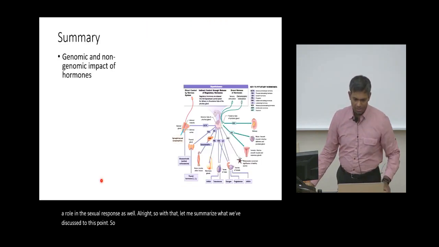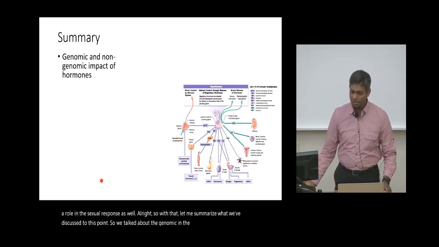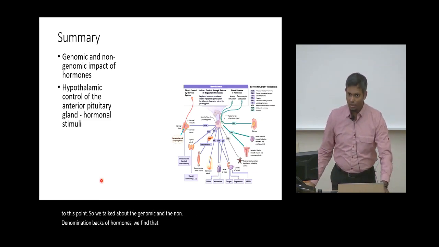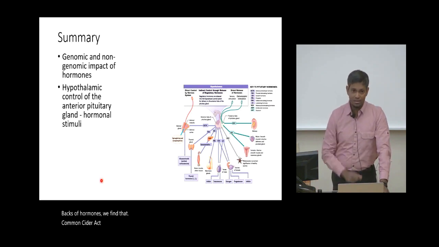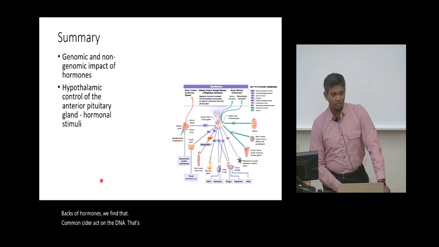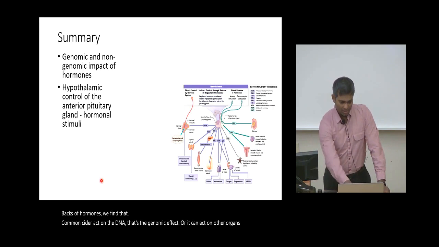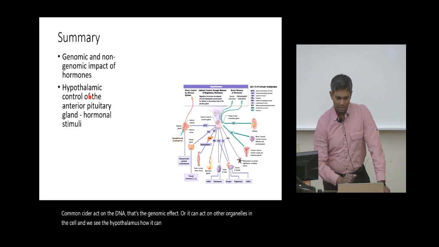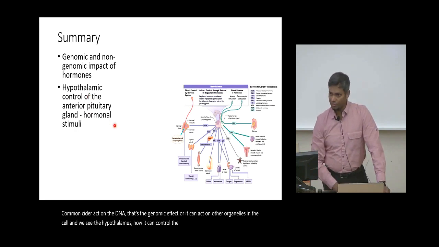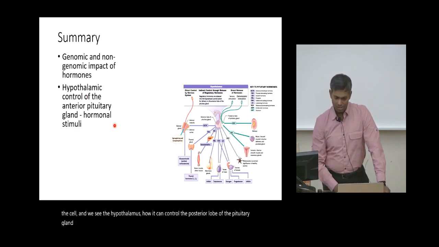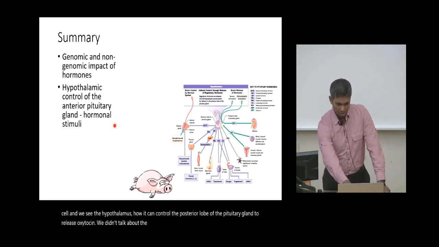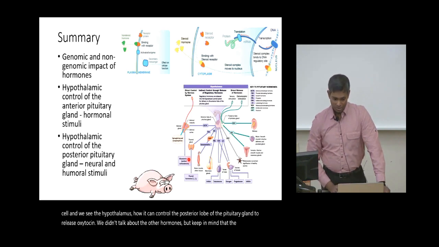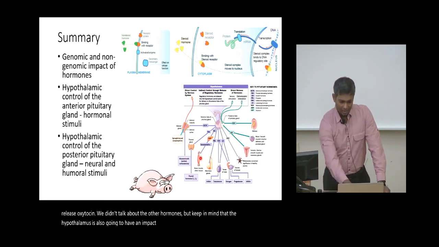We talked about the genomic and the non-genomic impacts of hormones. We find that hormones can either act on the DNA, that's the genomic effect, or they can act on other organelles in the cell. And we saw how the hypothalamus can control the posterior lobe of the pituitary gland to release oxytocin. We didn't talk about the other hormones, but keep in mind that the hypothalamus is also going to have an impact on the anterior lobe as well.